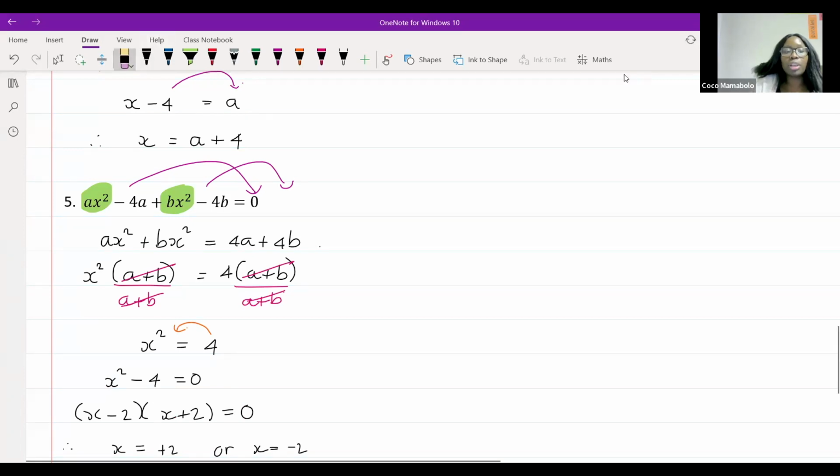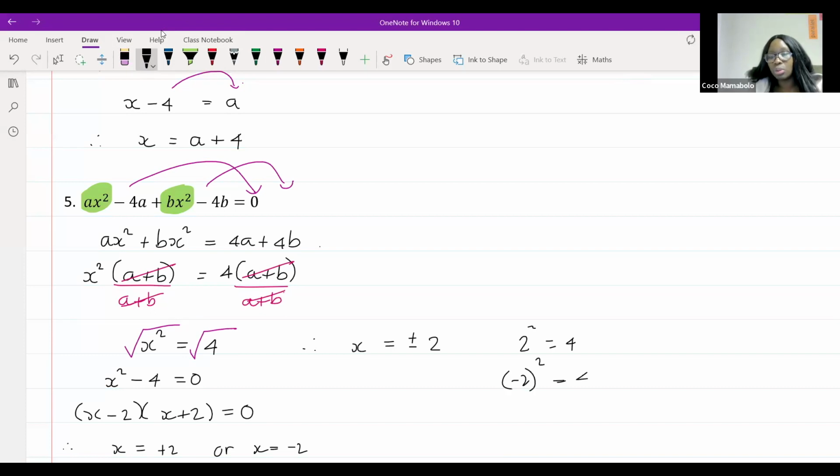Now, if I took it from this part over here, I could maybe take the square root of this side and the square root of that side. And I know, therefore, x is going to equal positive or negative 2 because 2 squared is equal to 4. But also negative 2 all squared is also equal to 4. So that's why we include the plus minus, because both of those things are equal to 4. All right, that's my way.